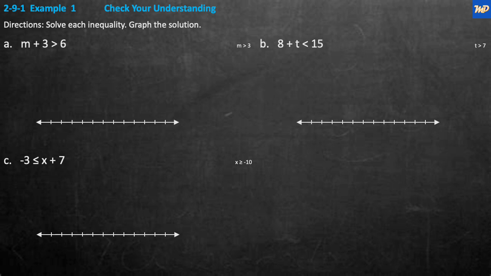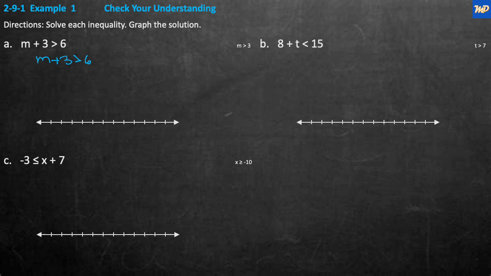Problem A, m plus 3 is greater than 6. So what did I say? First thing you do is you look at the inequality itself. What kind of inequality is this? It's greater than, not greater than or equal. So right away you think circle, no dot. It's a circle. And the variable m is not by itself. You have to get it by itself.